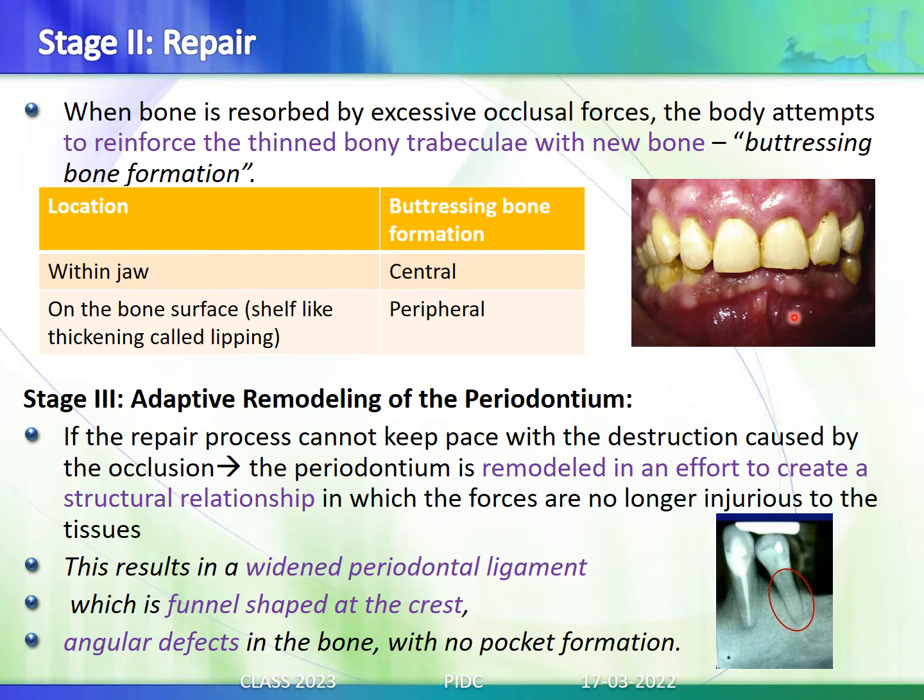When this occurs within the jaw, it is called central buttressing bone formation, and if it occurs on the bone surface like this, the shelf-like thickening is called lipping, or otherwise called peripheral buttressing bone formation.